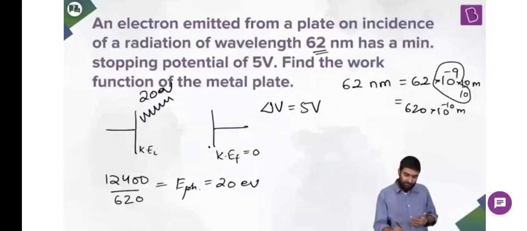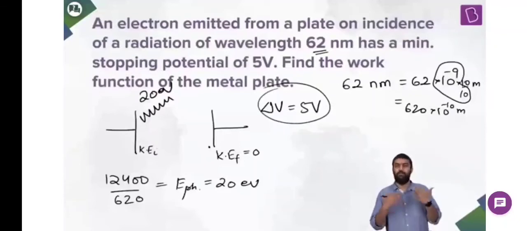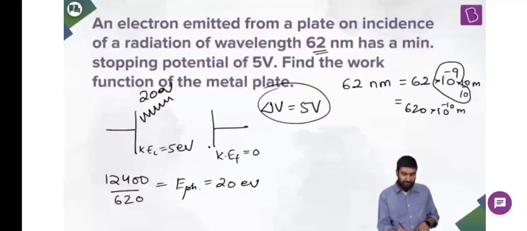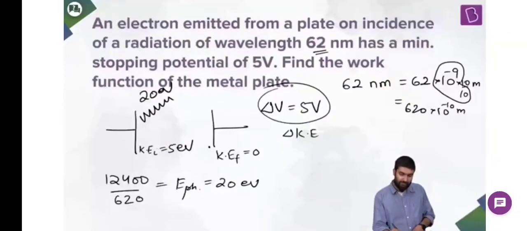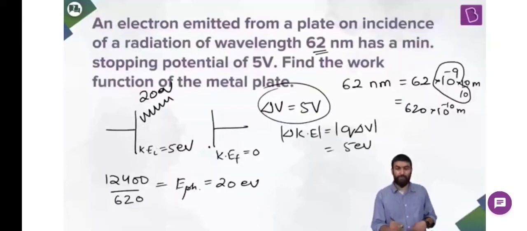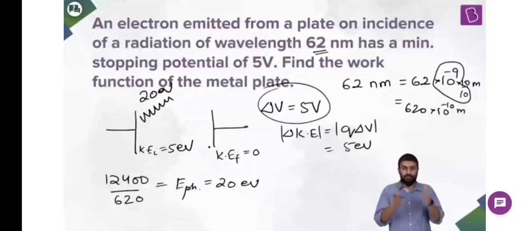And basically this one over here, delta V, is 5 volts. So for that, what should have been the initial kinetic energy? 5 electron volt, right? How so? Let me further that. Essentially, what should be the delta KE? The mod delta KE should be equal to mod Q delta V. And if we put this value in, what is this coming out to be? 5 eV, because Q is going to be minus e, but then there's a mod.